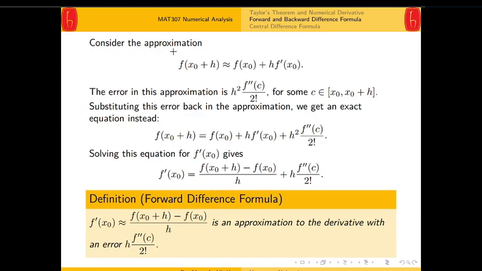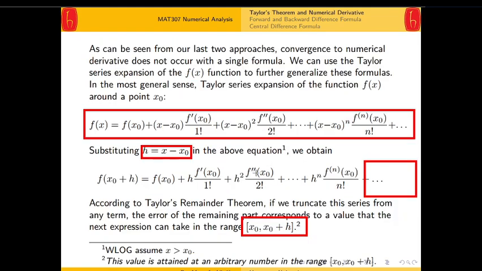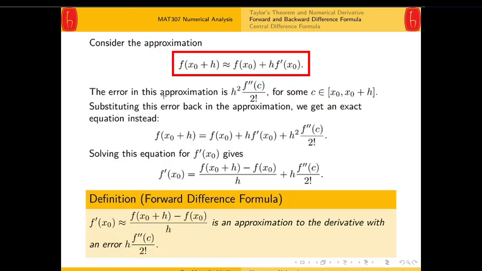If we consider this approximation and truncate this series from that point on, so we only consider the first two terms, then the error in this approximation will be h squared times the second derivative of f at some point c divided by 2 factorial, and this c is indeed some number within this interval. We don't have any idea what c is, but we know it is in here.